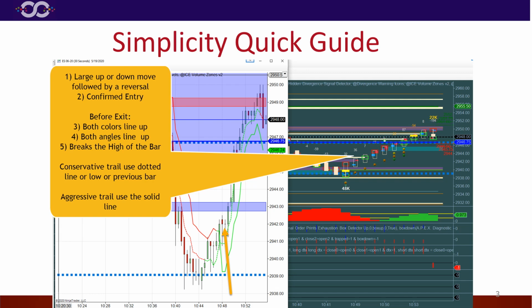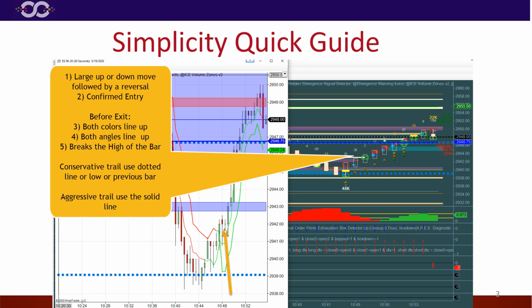I have not tested Simplicity in market replay, so I don't know if it'll work with the volatility indices or not. What I mean by breaks the high of the bar, this 30-second bar right here, when they both angled up, when it broke that high, that confirmed it's time to trail.